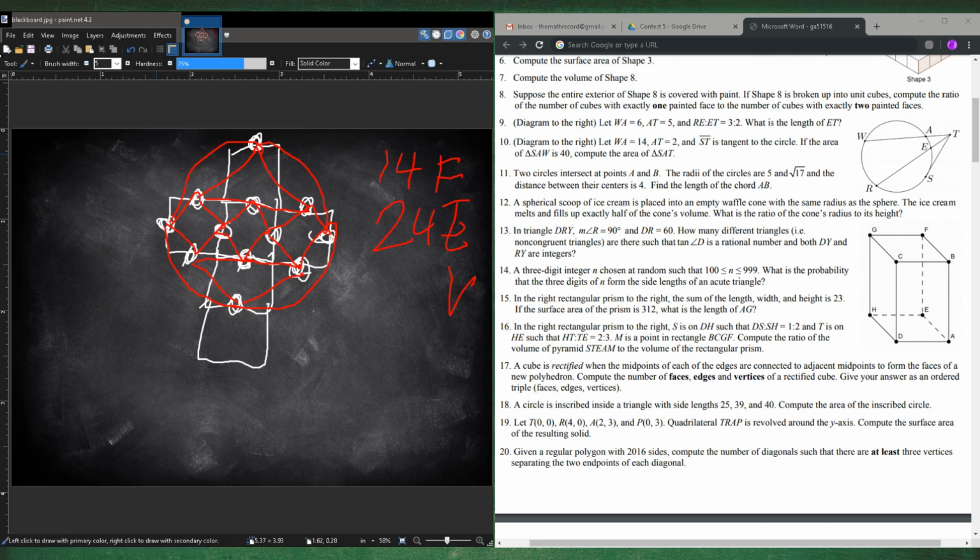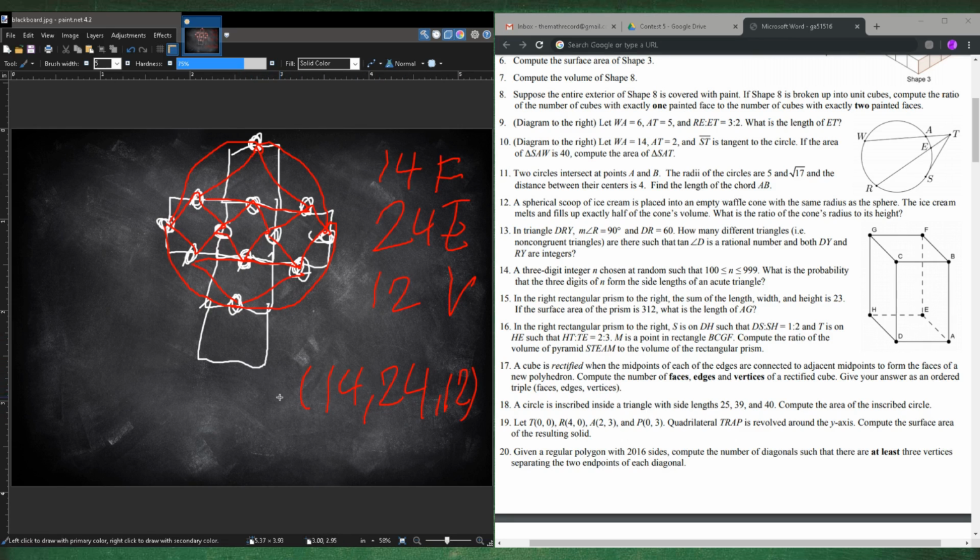Since you only have 12 points, that means you're also just gonna have, because you have 12 sides, right? And every single side has a midpoint, and those points are the ones that you're connecting. So the ones that you're connecting are basically the vertices. So it's just basically 12. So that's your answer, 14, 24, and 12.